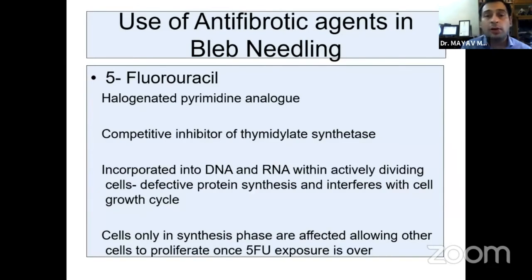So regarding the use of antifibrotic agents, most commonly used is 5-fluorouracil, which is nothing but a halogenated pyrimidine analog. It is a competitive inhibitor of thymidylate synthase. It gets incorporated into DNA and RNA of actively dividing cells, causing defective protein synthesis and interferes with the cell growth cycle. Important point to note is that cells only in the synthesis phase are affected, but they allow other cells to proliferate once the 5-FU exposure is over.